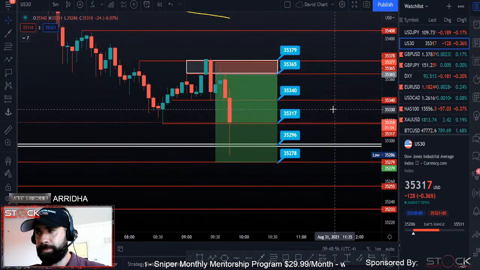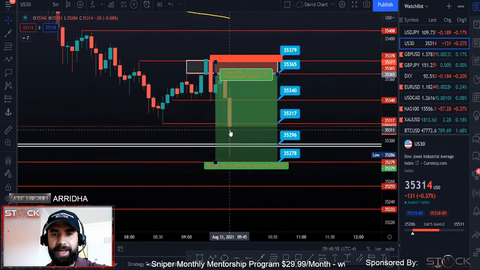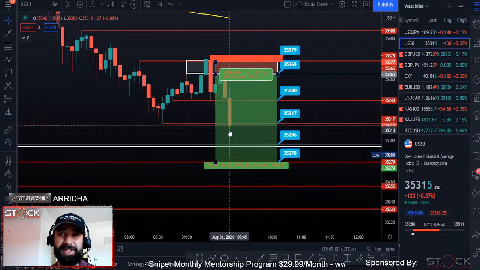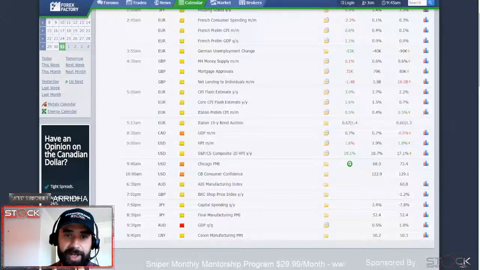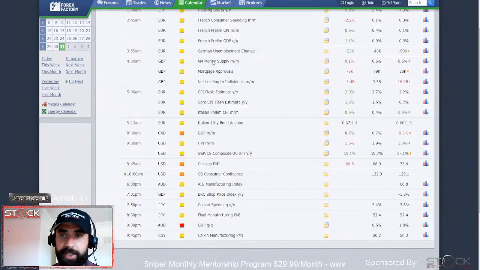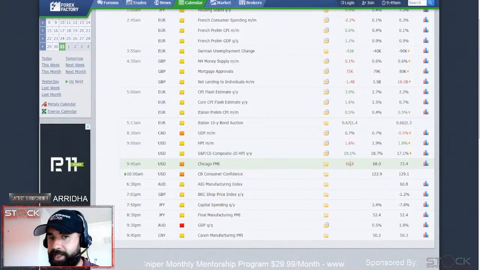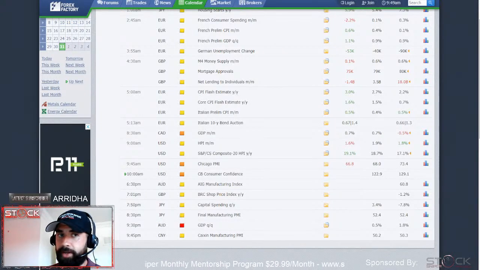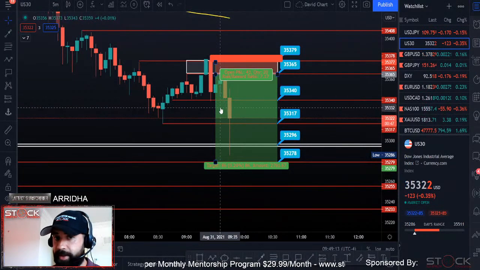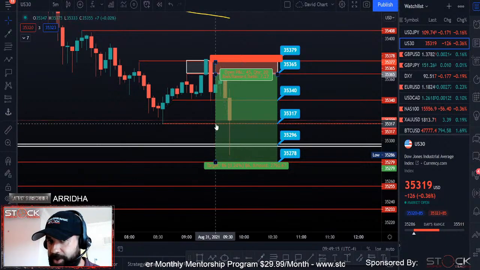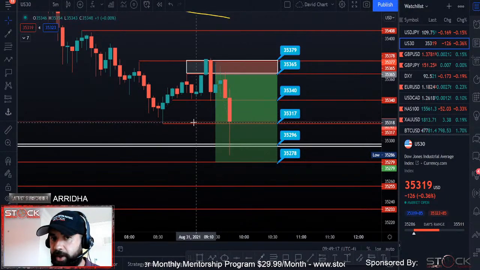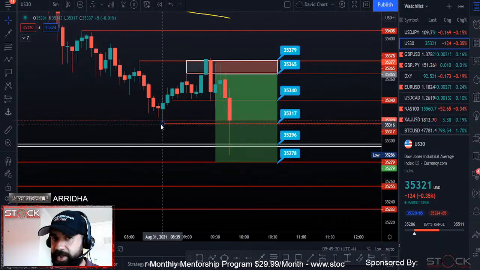Guys, remember this is still that 9:45 candle. Okay, so this is still that news candle. So let's go back and check the news. I had my guys in the chat actually say the news. See, negative 66.8. Okay, so as you can tell, it's pushing the US 30 down, but now the buyers are starting to come in. We'll wait and see if they're going to close above 35,317, which is this previous support right here.